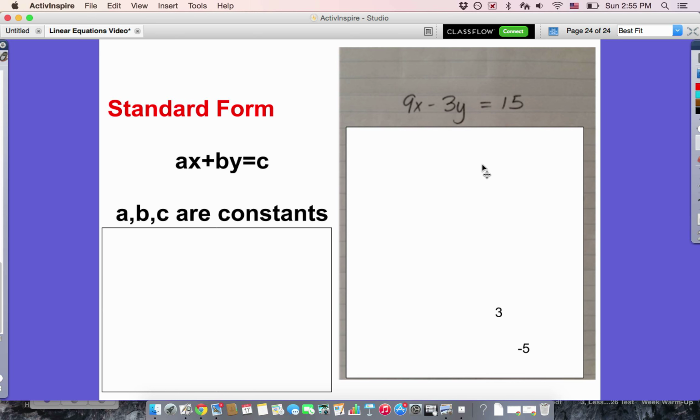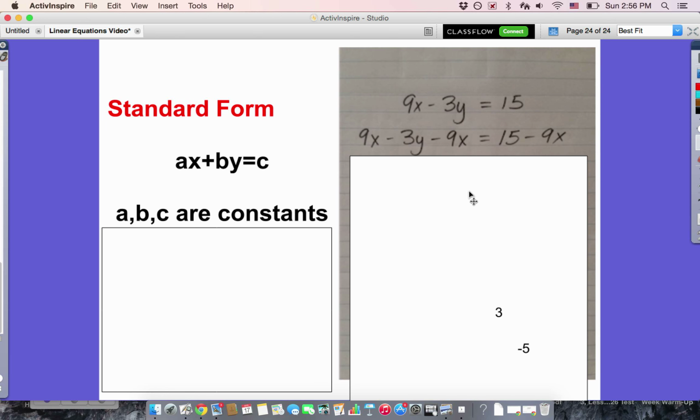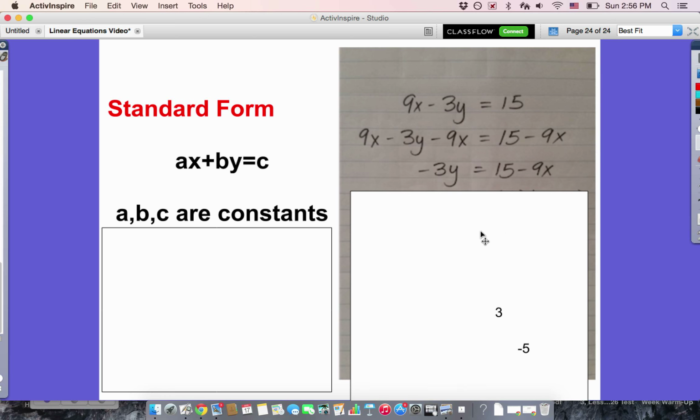So let's talk about how we would figure out what the y-intercept and what the slope are for this equation. So what we're going to have to do is isolate our y so that we can change this into slope-intercept form. So what we're going to do is subtract 9x from both sides, okay? And this is the subtraction property of equality. All right, so now we get negative 3y equals 15 minus 9x.